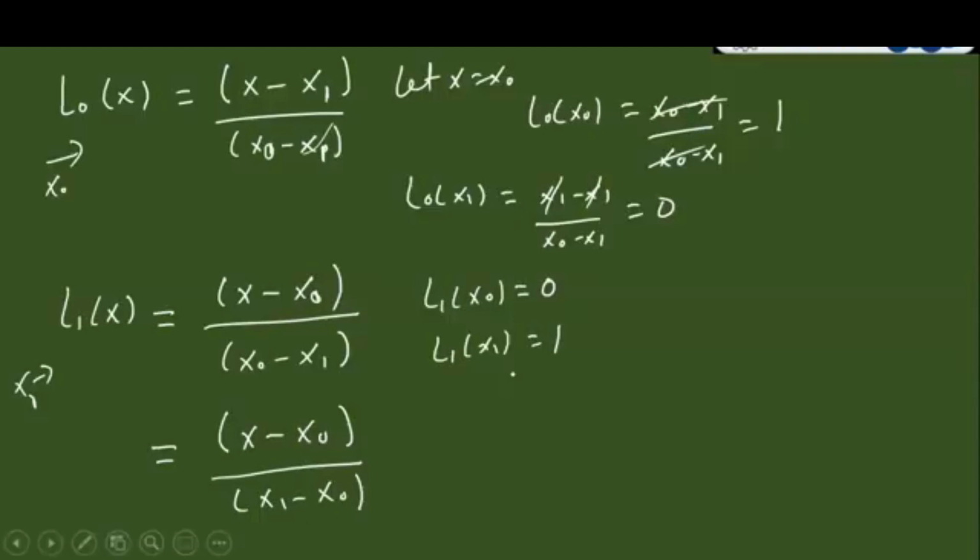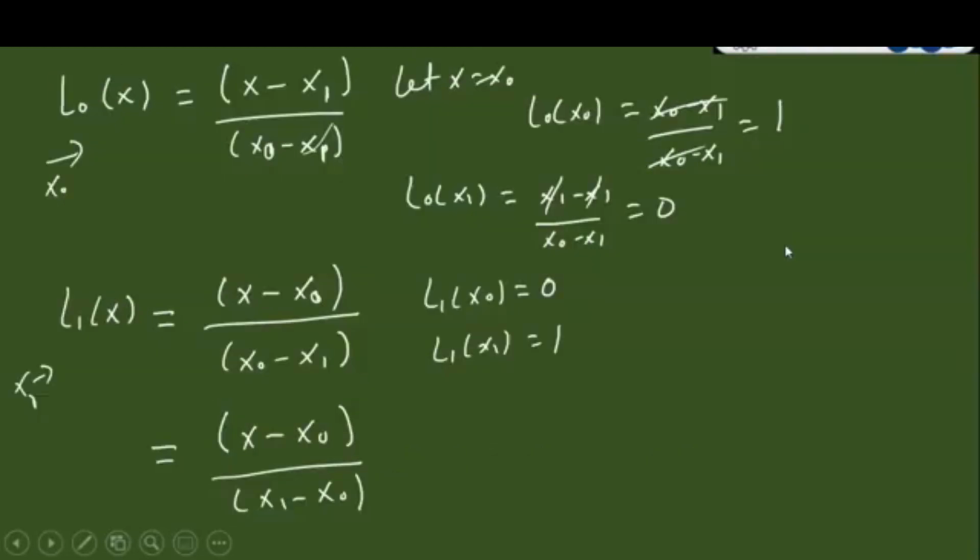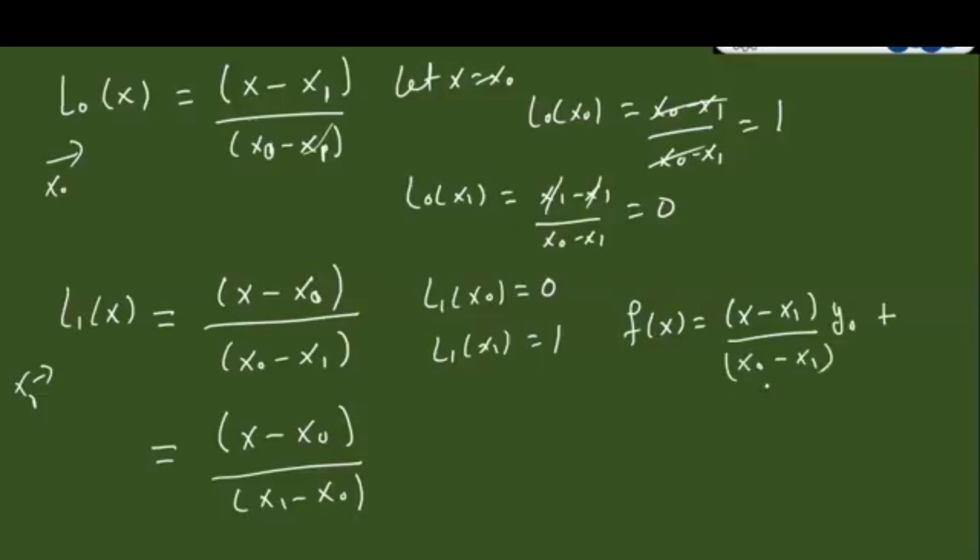So if I replace all the Lagrange functions on these points, what will I get? I will get something like that: f of x equals L naught y naught plus L1 y1. L naught is defined like this one: x minus x1 divided by x naught minus x1, times y naught, plus, I'm writing downward, L1, which is x minus x0 divided by x1 minus x0.